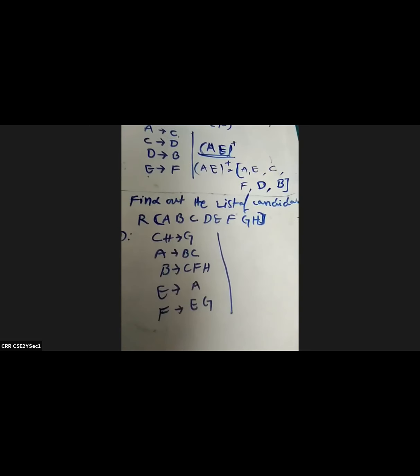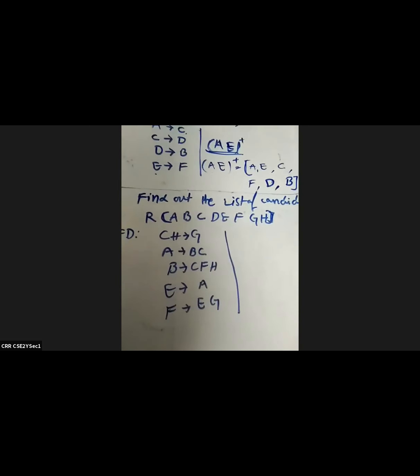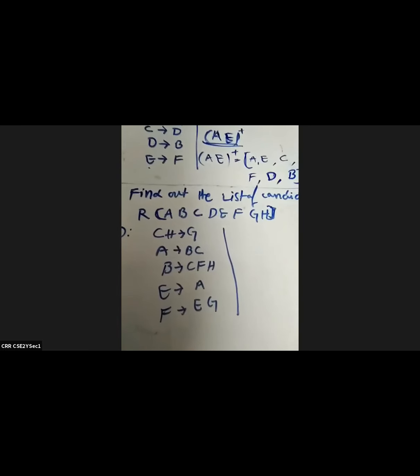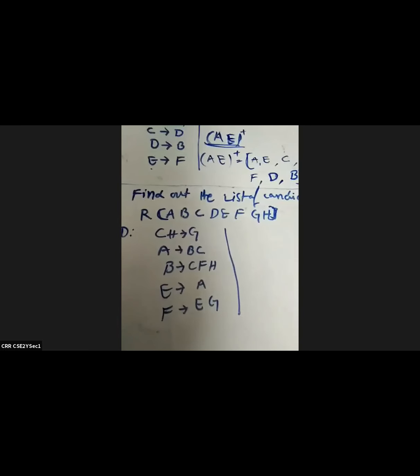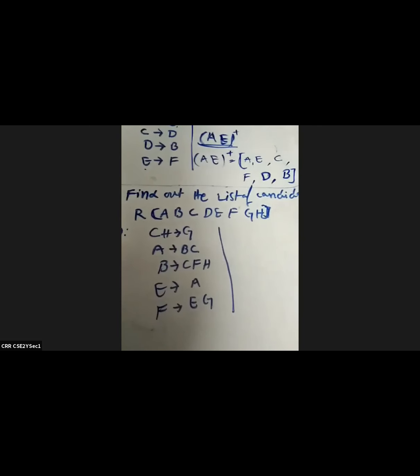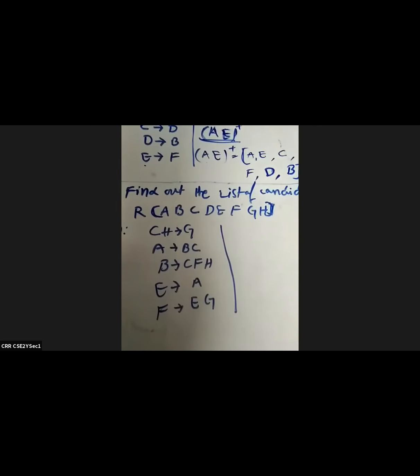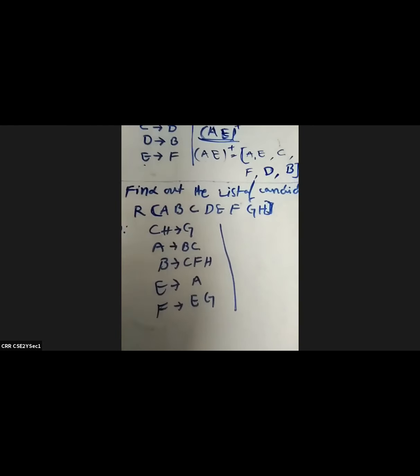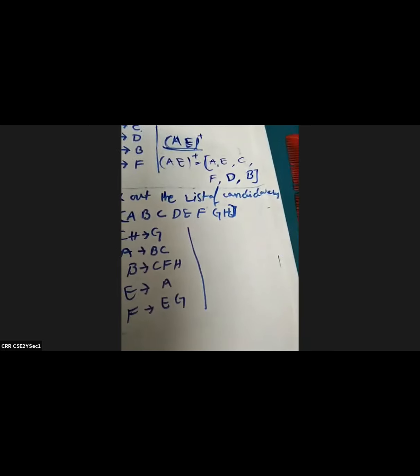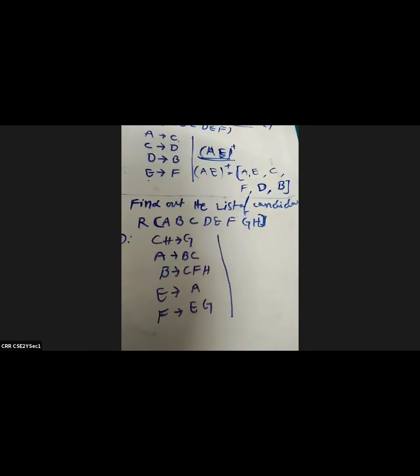The relation has attributes A, B, C, D, E, F, G, H, and by using CH we can find out G. By using A we can find out B, C, by using B we can find out CFH, by using E we can find out A, and by using F we can find out E. Okay, please try to do this for the next session.